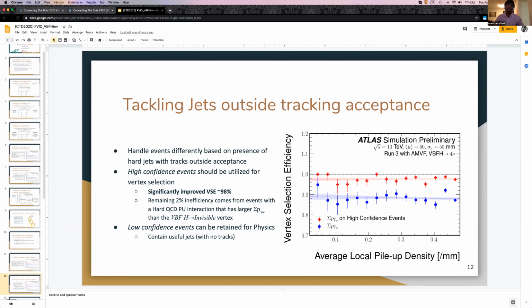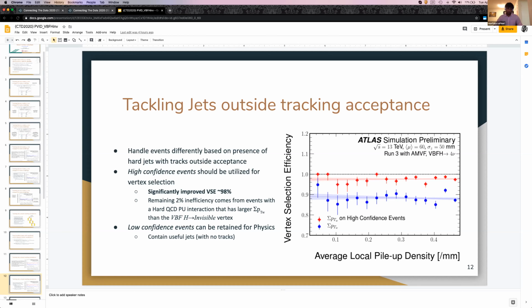The remaining 2% inefficiency that you see on the spot is coming from topology, because some PTW, just like some PT squared, is a topology unaware way of selecting your primary vertex. It doesn't really discriminate one topology from another. So if you have a hard QCD pileup interaction in your event, that will pretty much always trump your visible vertex. That will always be the one. That's why there's that little remaining inefficiency. But it's good to see that subject to that, the efficiency is as high as it can be.